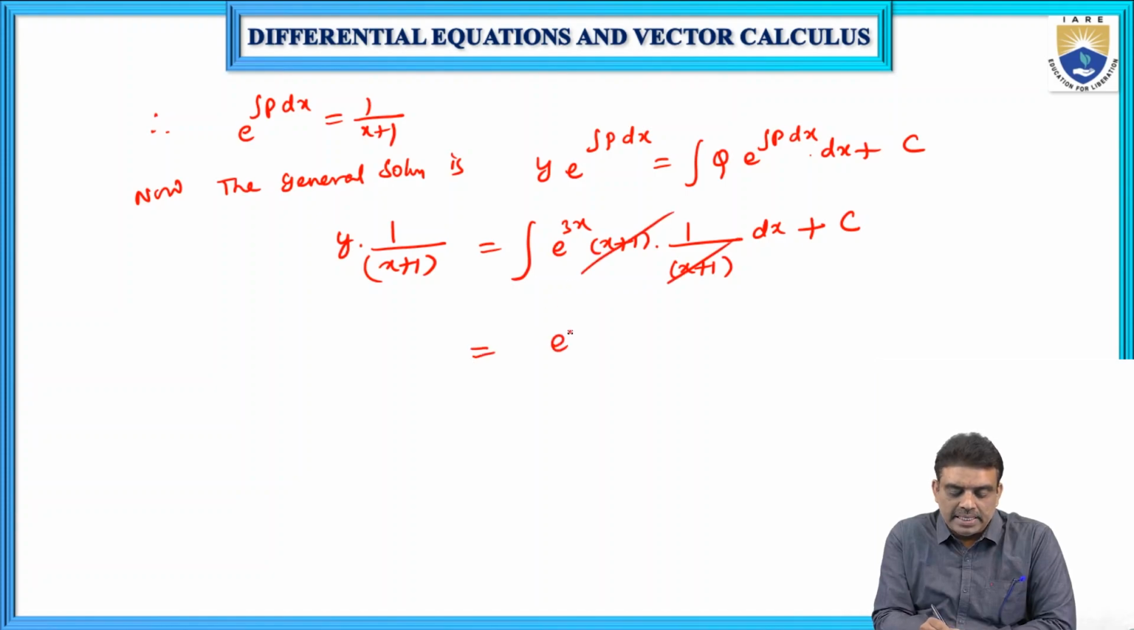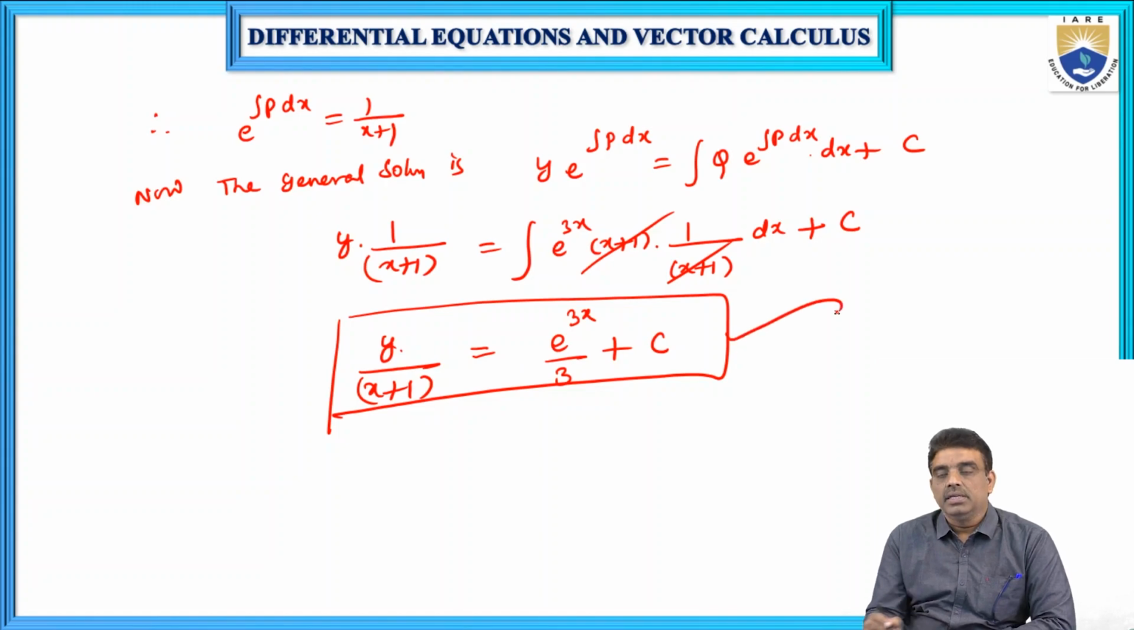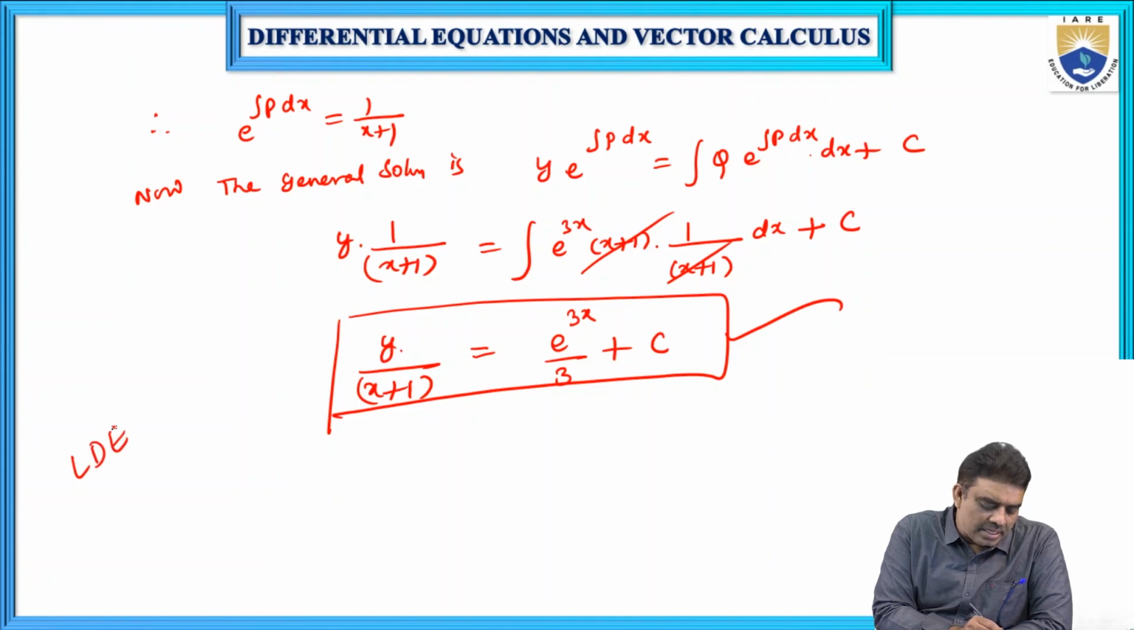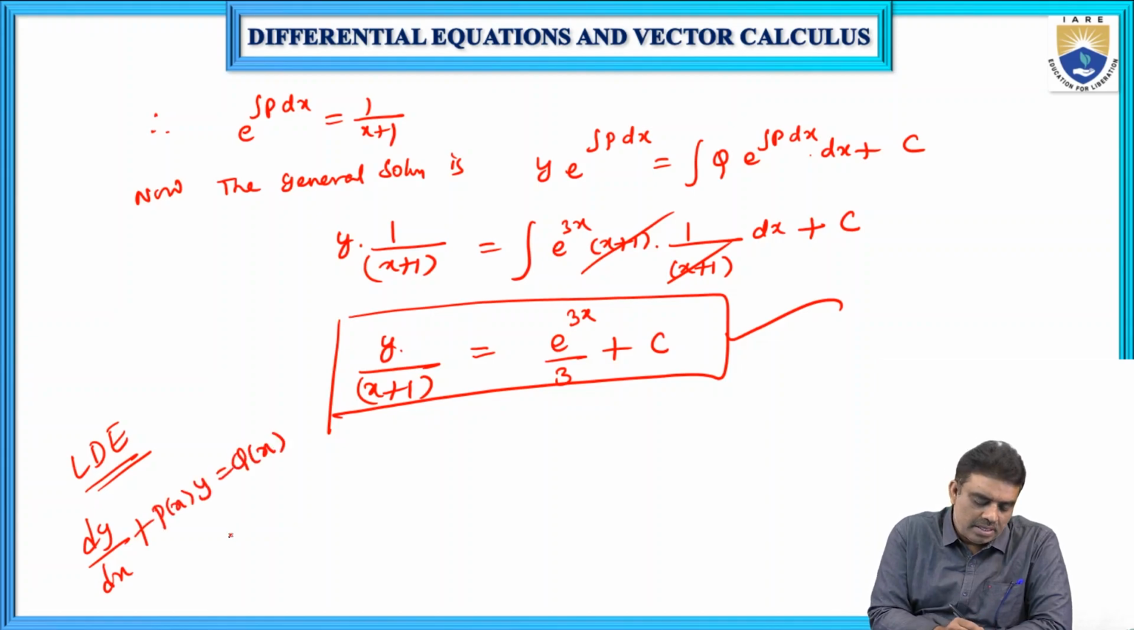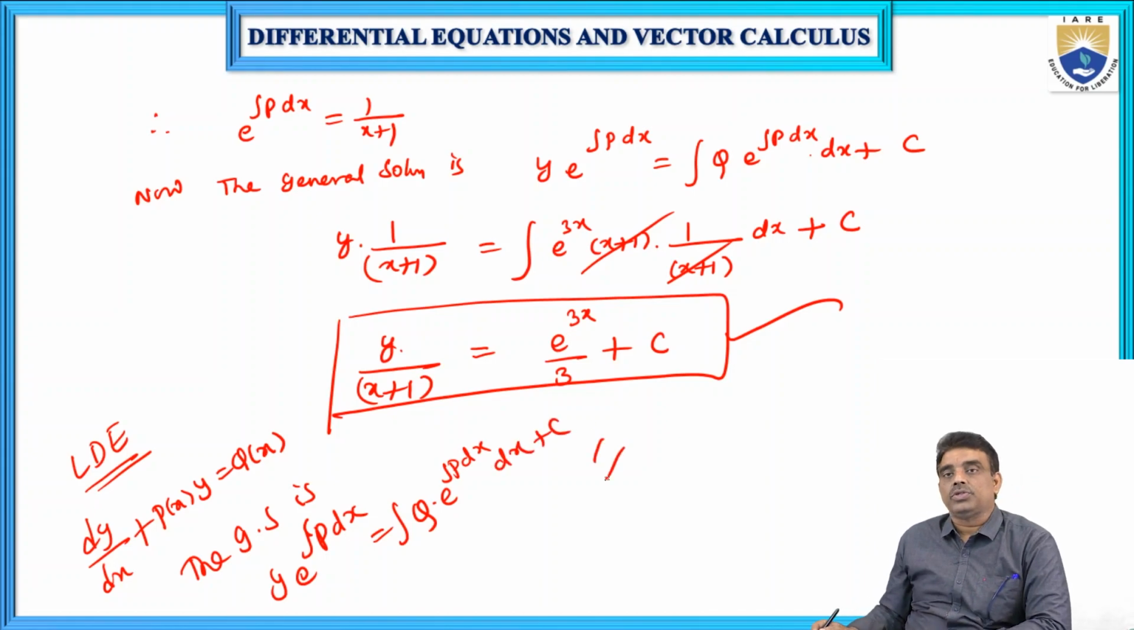So e power 3x integration, e power 3x by 3 plus c, on the left hand side y by (x plus 1). This is the required solution of the given differential equation. So this is the linear differential equation model. The standard form is dy by dx plus p of x into y is equal to q of x. And the general solution is y into e power integral p dx is equal to integral q into e power integral p dx plus c. This is the general solution.